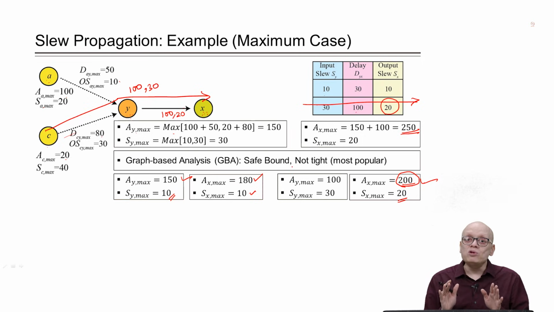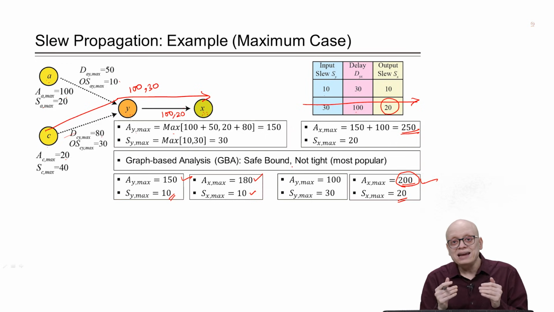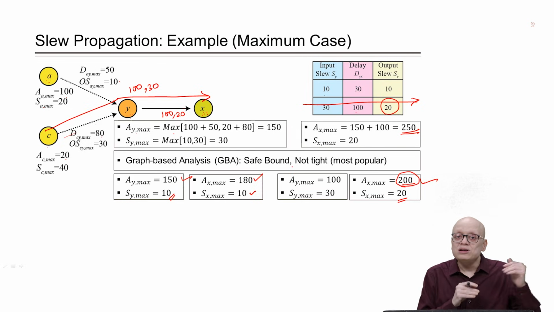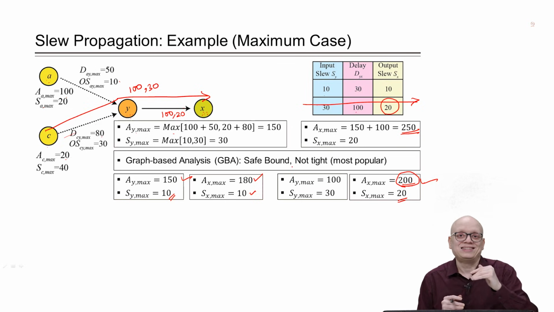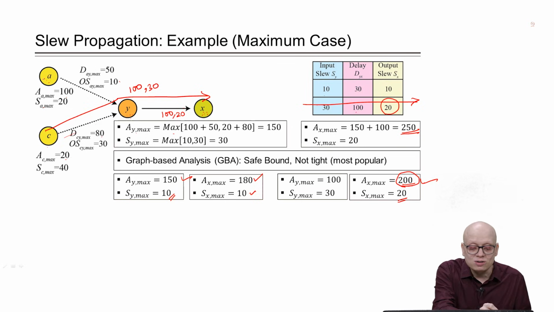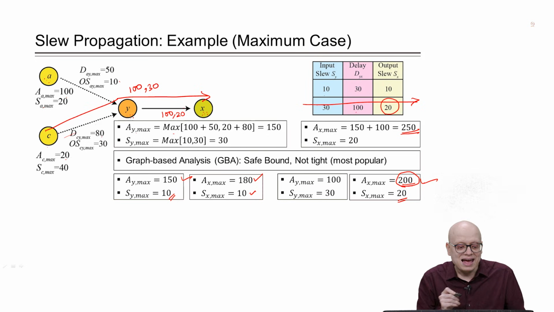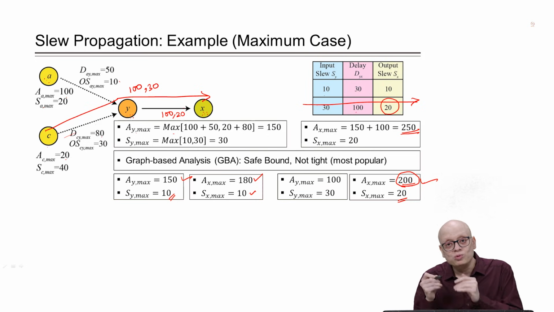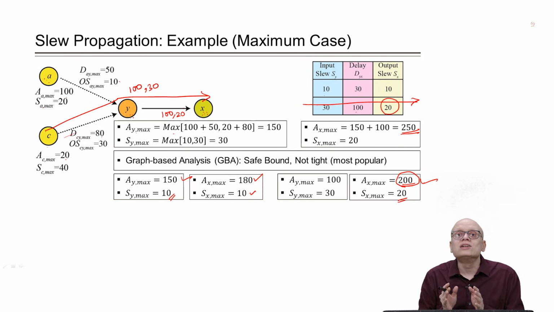But the bound that we get through GBA may not be a tight bound, it will have some pessimism, and to remove that pessimism, what we need to do? We need to do analysis pathwise. We have to analyze the path from say A to Y to X, and then C to Y to X, and then take the worst of them.